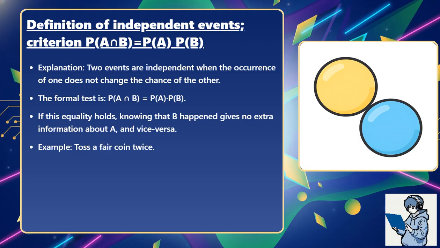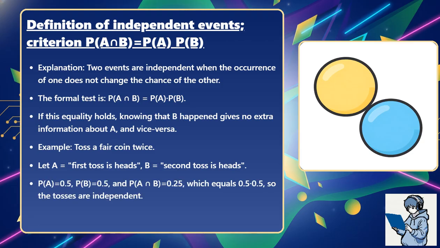Example: toss a fair coin twice. Let A equal first toss is heads, B equal second toss is heads. P(A) equals 0.5, P(B) equals 0.5, and P(A intersect B) equals 0.25, which equals 0.5 times 0.5, so the tosses are independent.